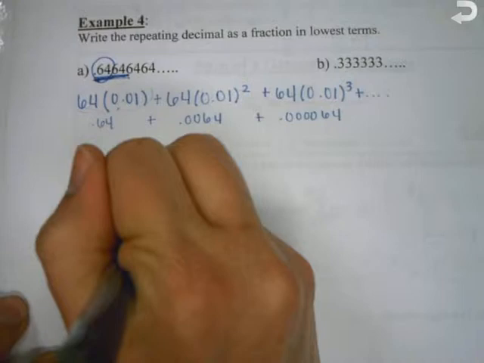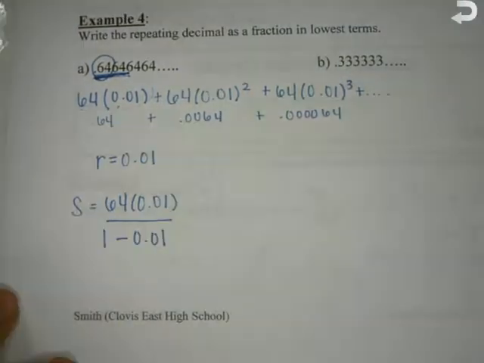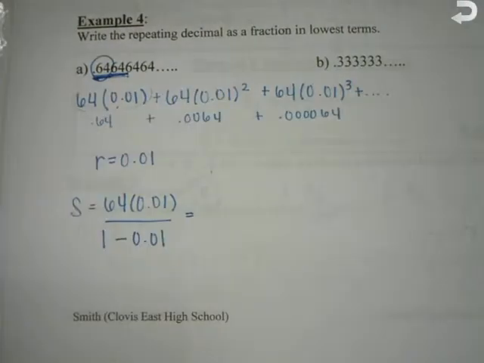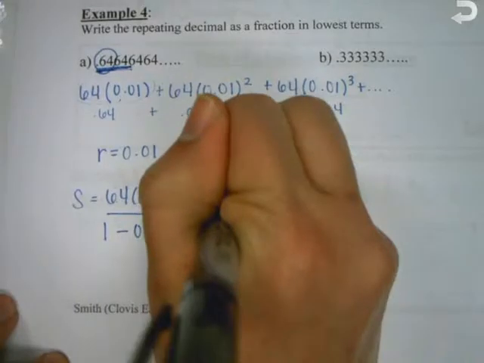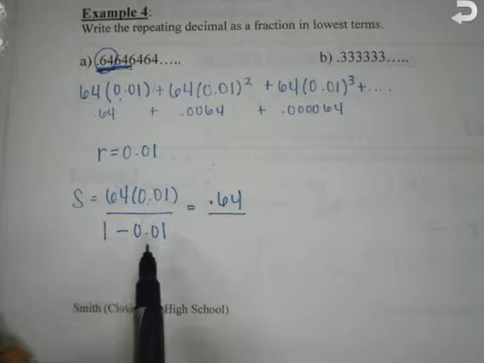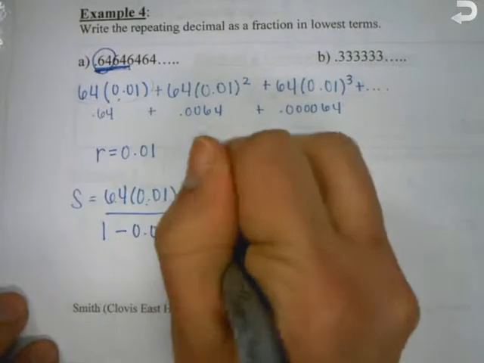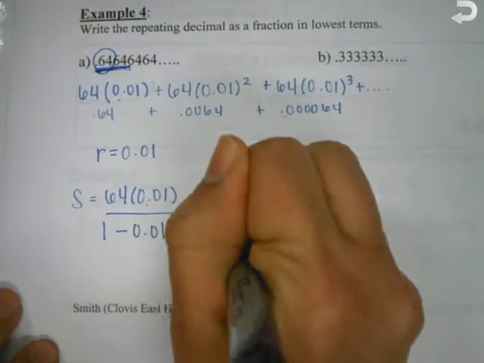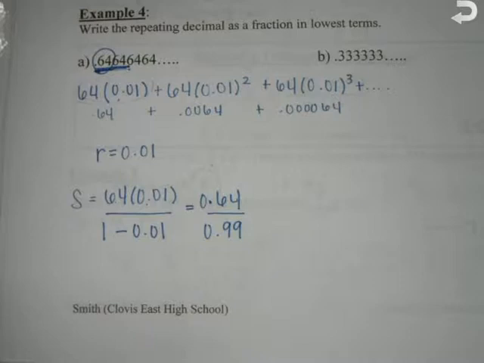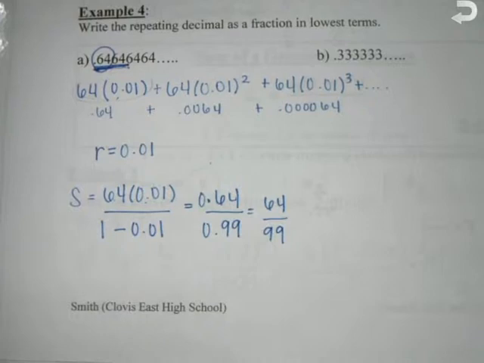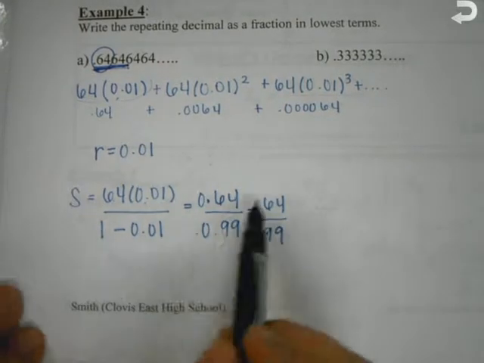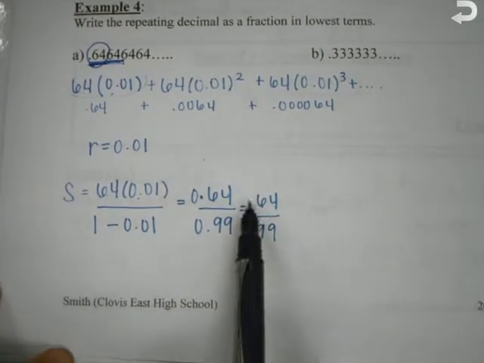Okay, 64 times 0.01 gives me 0.64 over 1 minus 0.01, which is 0.99. Now let's write this as a fraction with whole numbers. This is the same as 64 over 99. Right? I can just move the decimal over 2 spaces. Can I reduce that at all? You can't, actually. So this is your answer. That's all they want us to do.